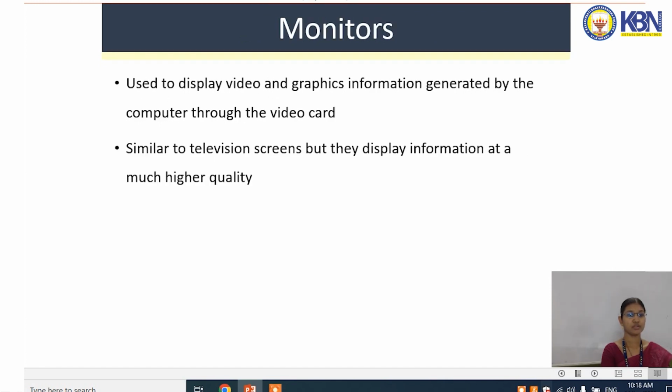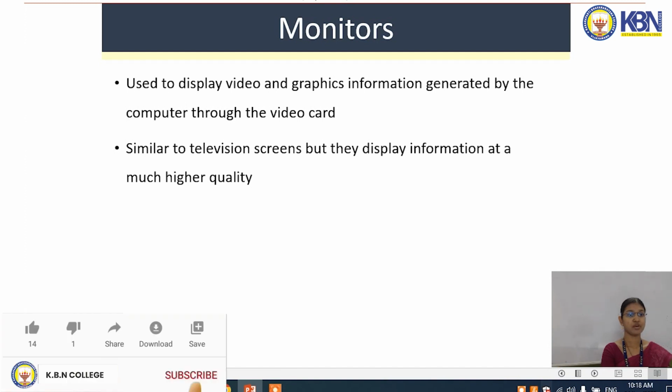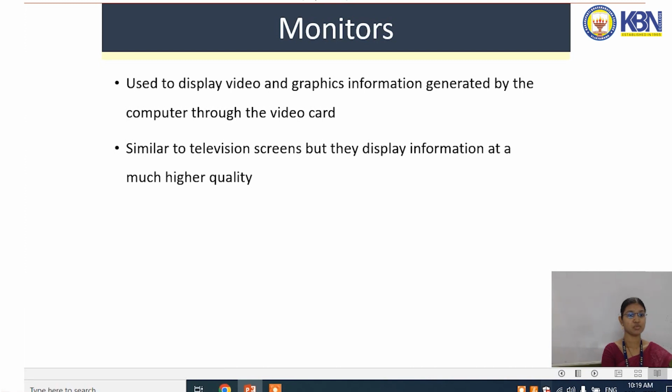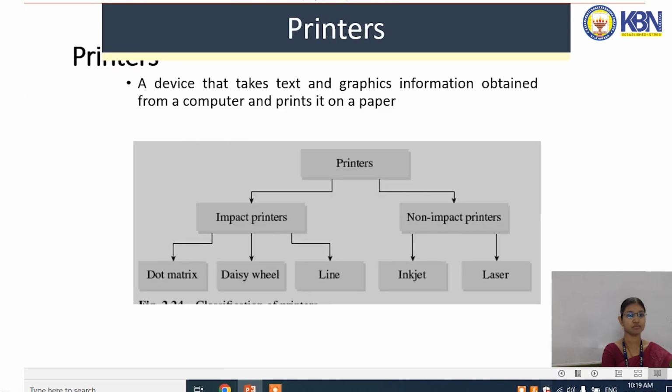What is a monitor? It is used to display video and graphic information generated by the computer through the video card. Similarly, for example, television screens display information at much higher quality. Now coming to the printer. It is a device that takes text and graphic information from a computer and prints it on paper.